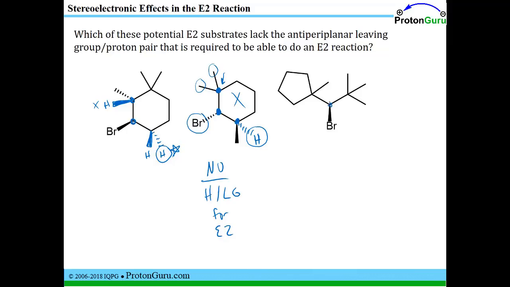And a case like this on the far right, where you've got a leaving group and then neither of the two carbons adjacent to it even has a proton on it, that of course has no leaving group proton pair for E2 either.